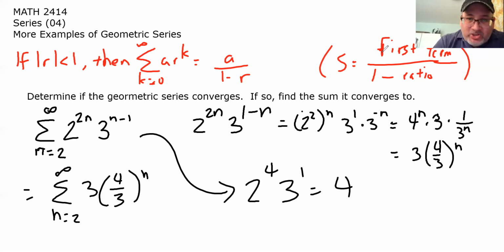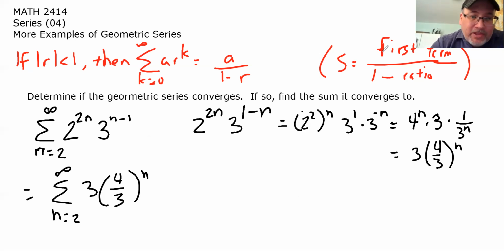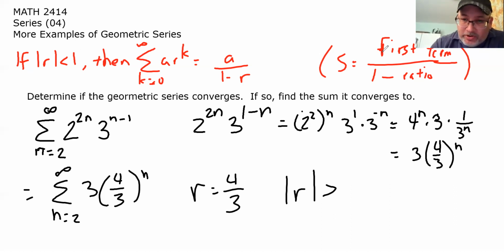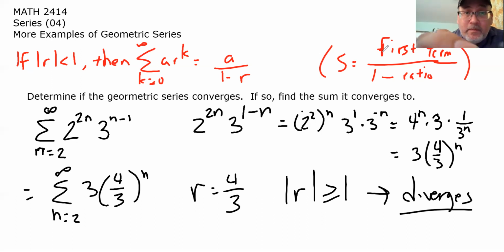So it's kind of a misconception that when you rewrite your sum in the form a times r to the k, or r to the n, or whatever the index is, that this number must be your first term. That's only true if your sum starts at 0. So don't get so hung up on saying a is the first term, because it won't be the first term. But we do know that the ratio is 4/3. And this problem is over. Why? Because the absolute value of r is greater than or equal to 1, and that means that the series diverges. So that ended pretty quickly.